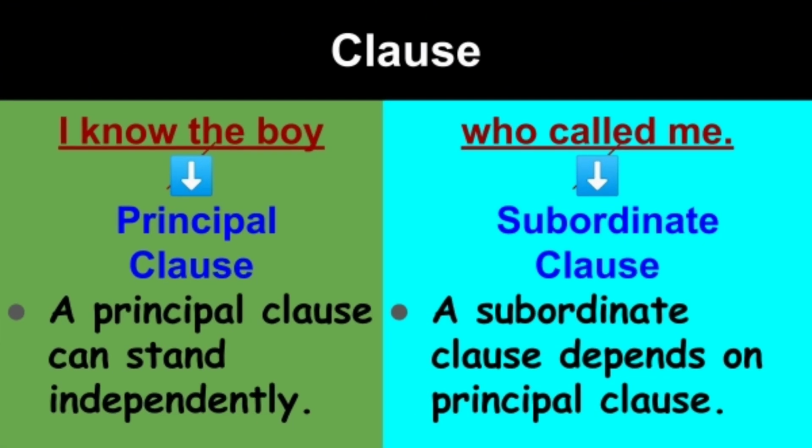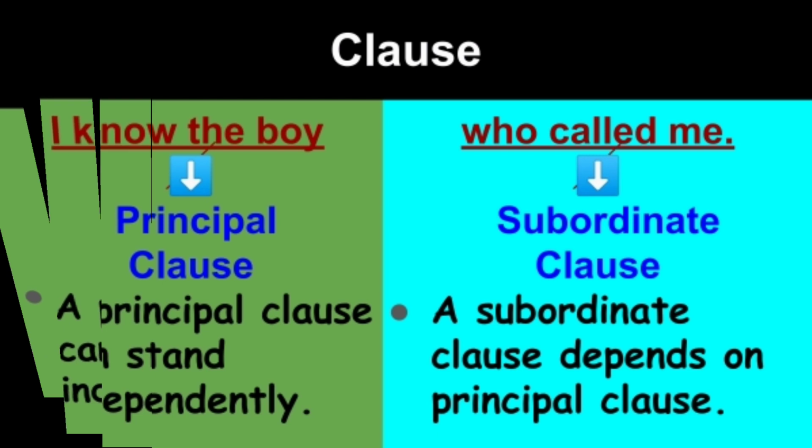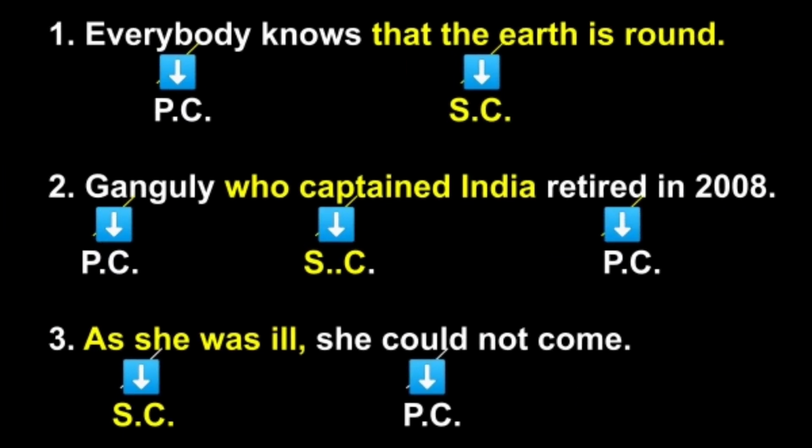So, what is a principal clause? A principal clause can stand independently. A subordinate clause depends on principal clause. Principal clause স্বাধীনভাবে টিকে থাকতে পারে সেন্টেন্সে, কিন্তু সাবঅর্ডিনেট ক্লজ প্রিন্সিপাল ক্লজের উপর নির্ভরশীল তার অর্থ প্রকাশের ক্ষেত্রে. Let us study some more examples. Everybody knows that the earth is round.